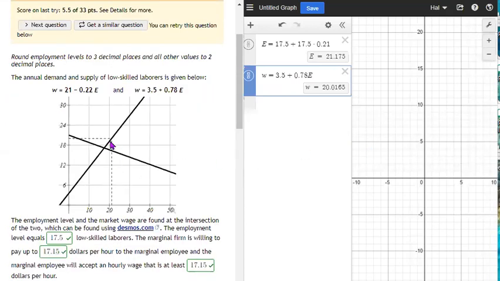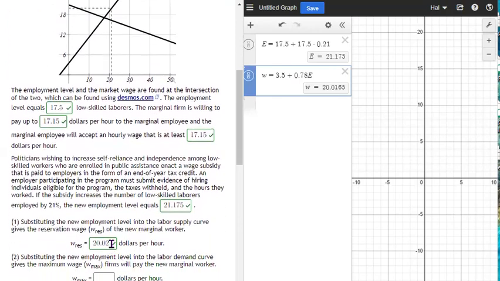Notice what my math does. It bends that dashed line. Once this dashed line hits the labor supply curve, it bends that dashed line at that last participant in this government subsidy program, at that person's reservation wage, which is $20.02.